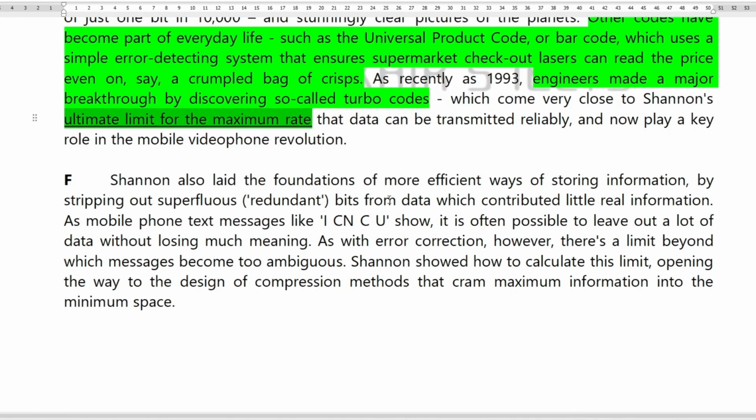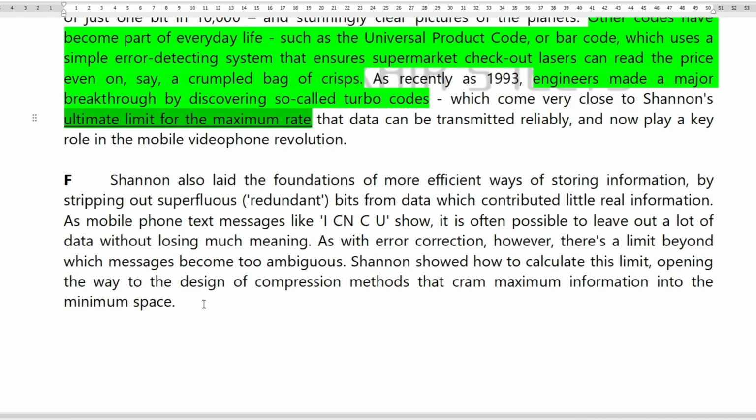Shannon also laid the foundations of more efficient ways of storing information by stripping out superfluous, meaning redundant, bits from data which contributed little real information. As with mobile phone text messages like "I see" and "see you", it is often possible to leave out a lot of data without losing much meaning. As with error correction, however, there's a limit beyond which messages become too ambiguous. Shannon showed how to calculate this limit, opening the way to the design of compression methods that cram maximum information into the minimum space.